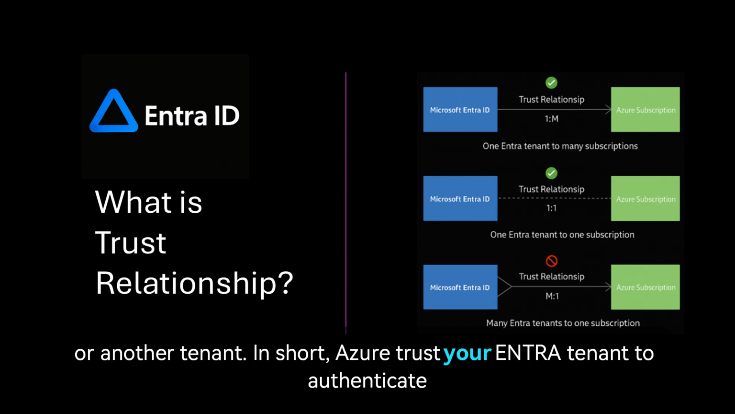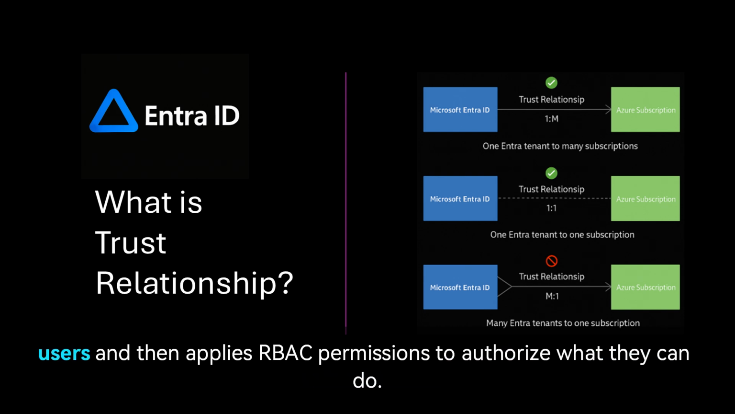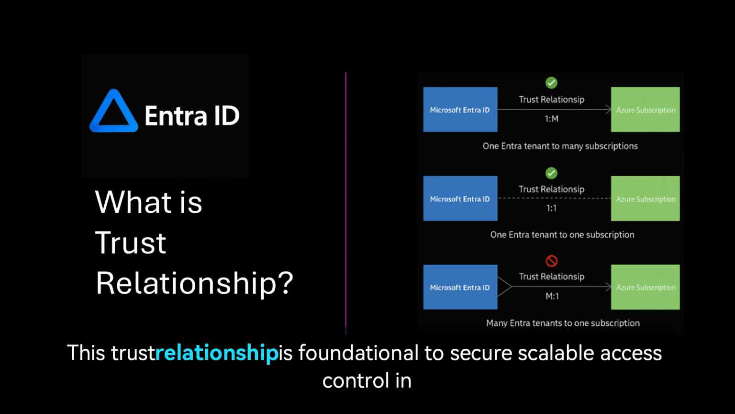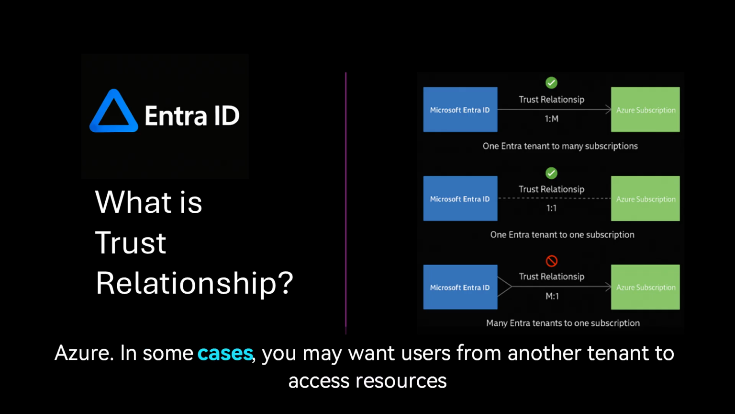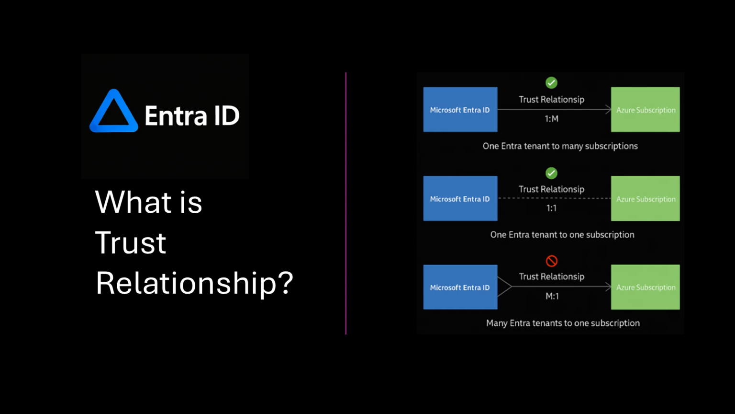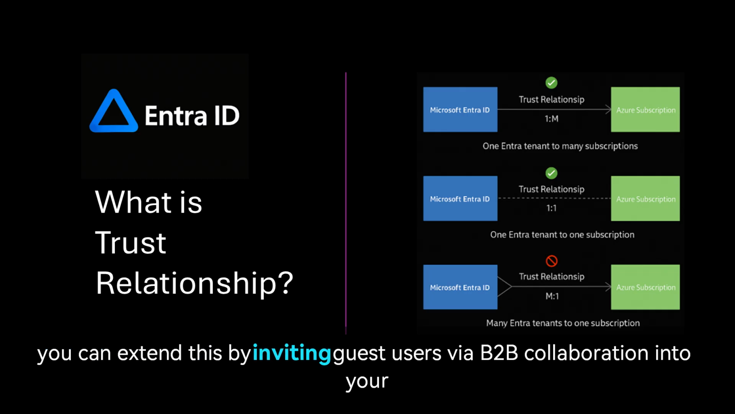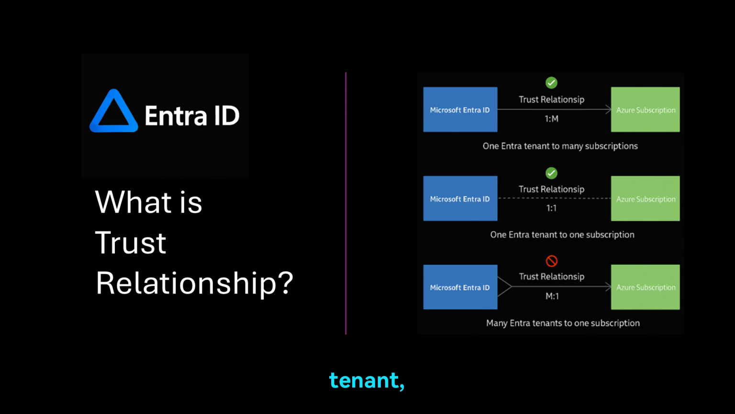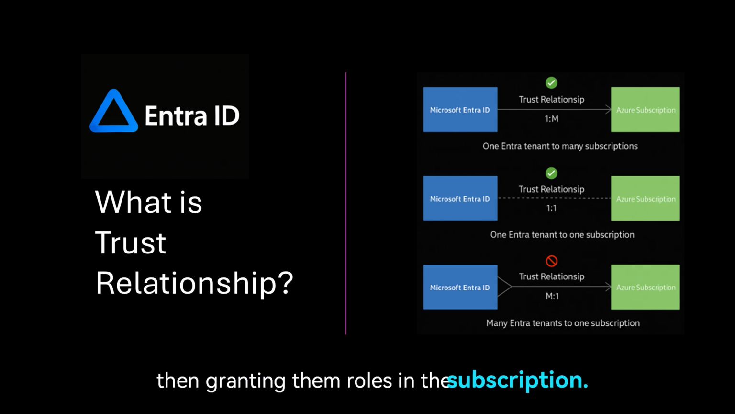In short, Azure trusts your Entra tenant to authenticate users and then applies RBAC permissions to authorize what they can do. This trust relationship is foundational to secure, scalable access control in Azure. In some cases, you may want users from another tenant to access resources in your subscription. While the default trust is limited to the home tenant, you can extend this by inviting guest users via B2B collaboration into your tenant, then granting them roles in the subscription.